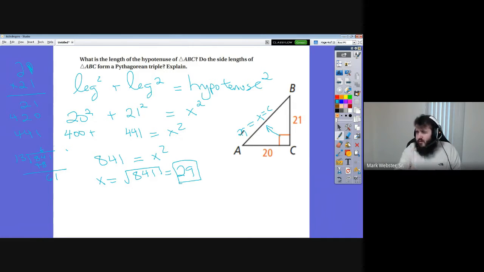Now, is this ridiculousness always going to be something that happens? No. Here, we had to search for a number, right? And that's okay sometimes. But now we found the length of the hypotenuse. That part's done. Do the side lengths of triangle ABC form a Pythagorean triple? They're all whole numbers, no decimals, so we know that yes, this is a Pythagorean triple.